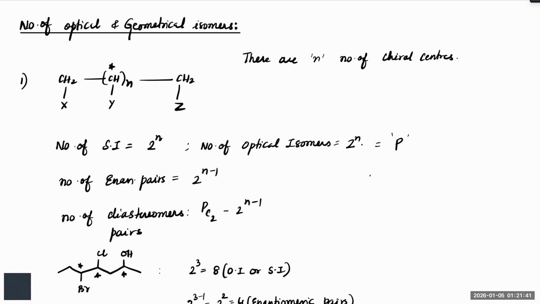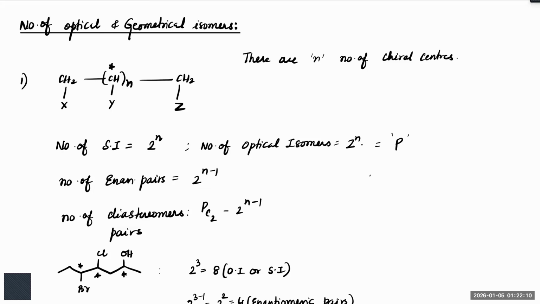Next, notice, the next objective is about identifying the number of optically active isomers and so on. Got it? So see, suppose there are n number of chiral centers, and this is the case which I have taken. This is a chiral center. Like this, there are n number of chiral centers repeated one after the other. Left hand side there is a different group, right hand side there is a different group.